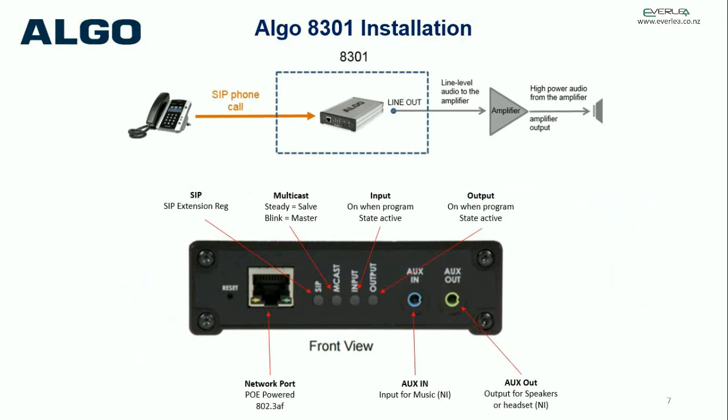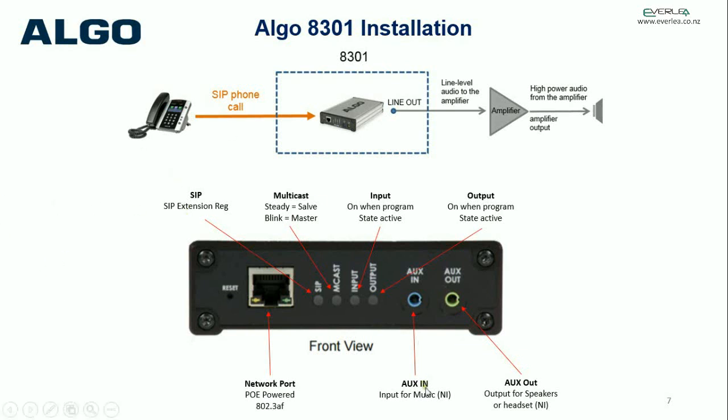If we have a look at the interfaces on the unit, we have the network port, which is PoE powered. You must use an 802.3AF compliant PoE switch. And with anything, when you're using a PoE switch, whether you're putting Algo paging units, or an Algo 8301, or voice over IP phones, etc. on it, please check the loading that you're going to be putting onto your PoE. This has nothing really to do with the Algo. I'm just giving a little bit of advice there. Not all PoE switches are created equal.